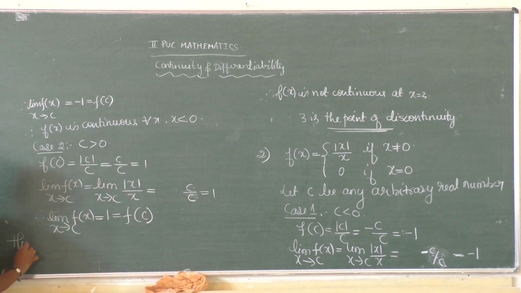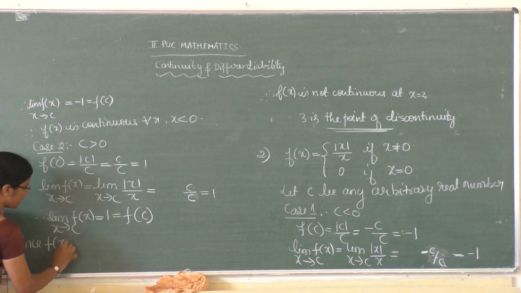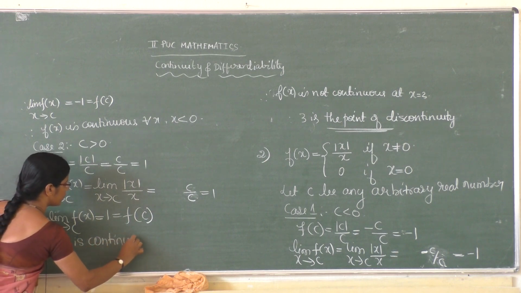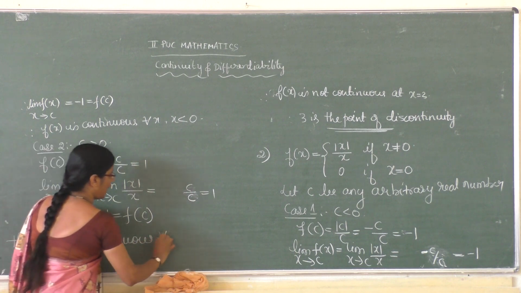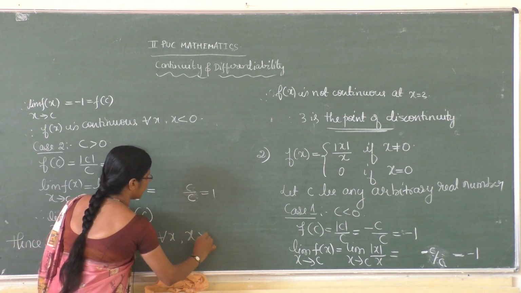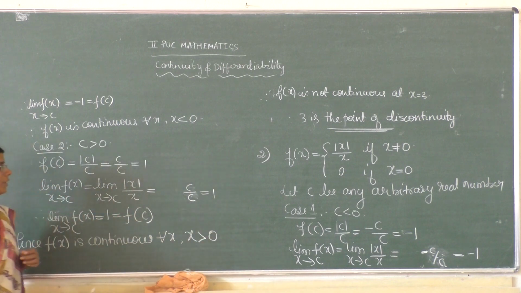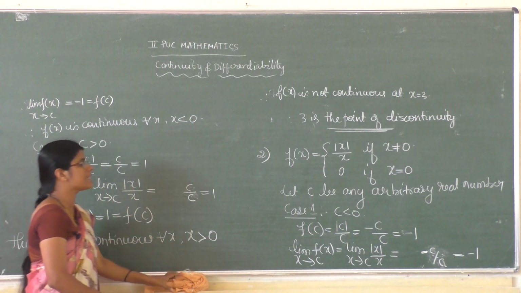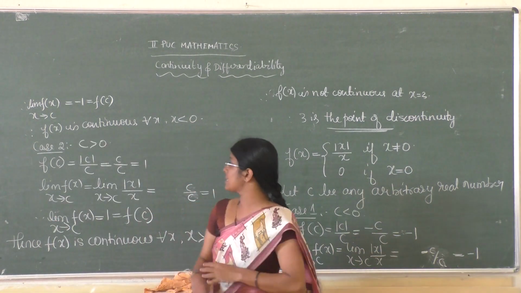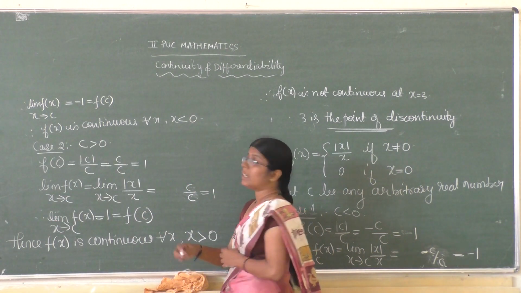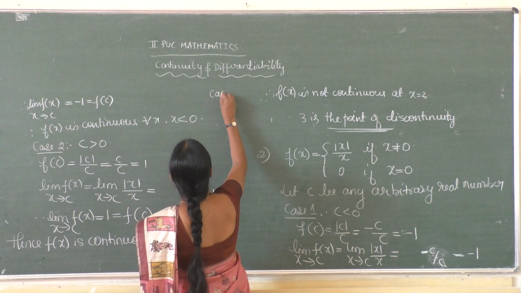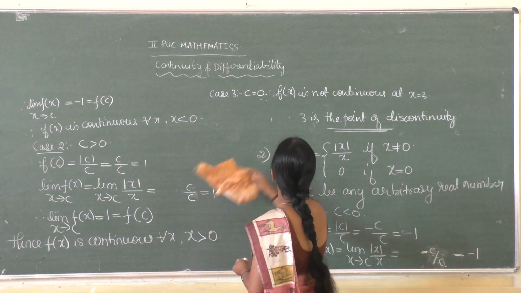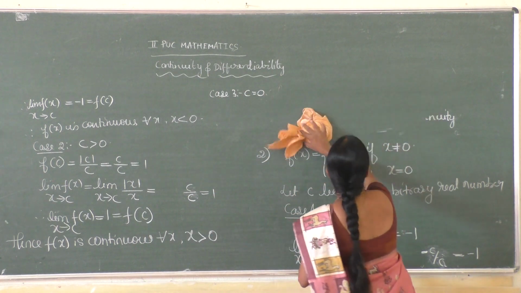Hence f of x is continuous for all x greater than 0. And the last case is Case 3, c equal to 0.